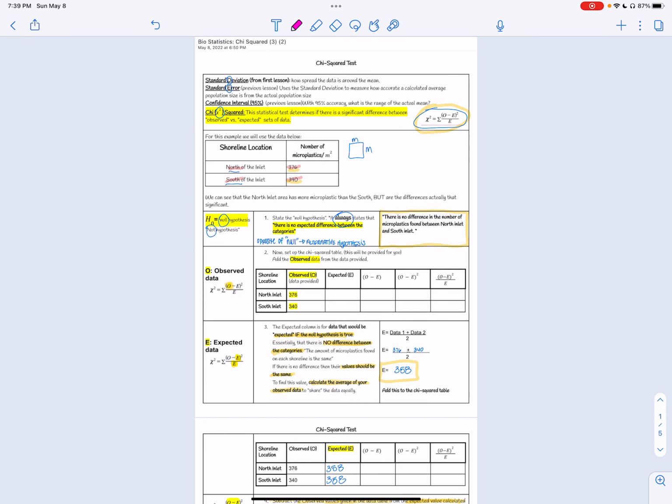Remember, you don't have to memorize these at all. You will have to figure out the degrees of freedom, and that is just your number of categories minus one. In this case, we had two. If we looked at 5 different shoreline areas, then we'd be doing 5 minus 1, and our degrees of freedom would be 4. If there were 12 different shorelines we looked at, then we would do 12 minus 1, and the degrees of freedom would be 11.